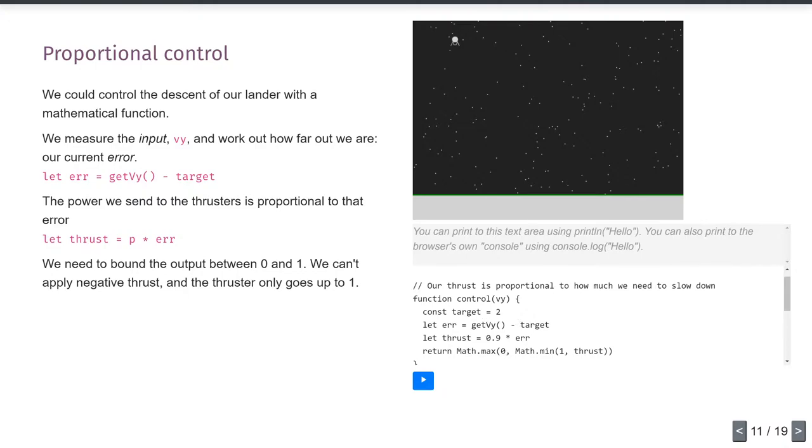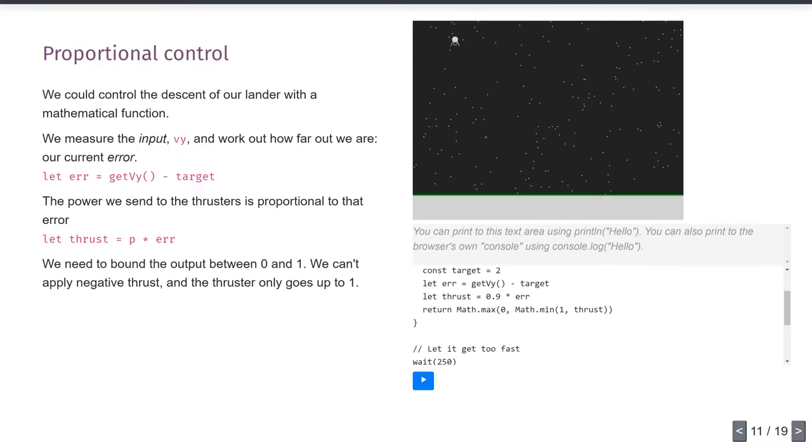And then what I'm going to say is, well, okay, let's let our thrust be 0.9, so some proportion times that error. And then I've just said, well, look, we've just got to make sure that we're not setting it faster than 1 because we can't thrust faster than 1, and we're not setting it below 0 because we can't turn the thruster negative. And so that is our proportional control function.